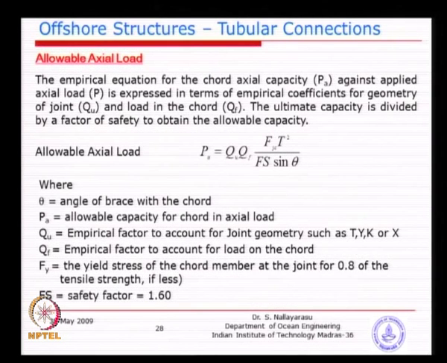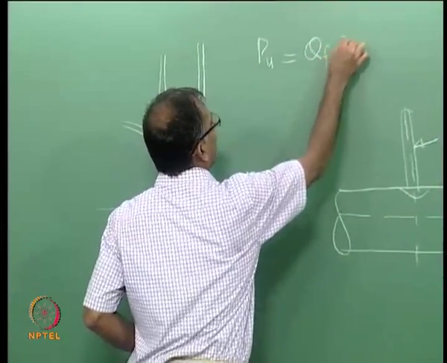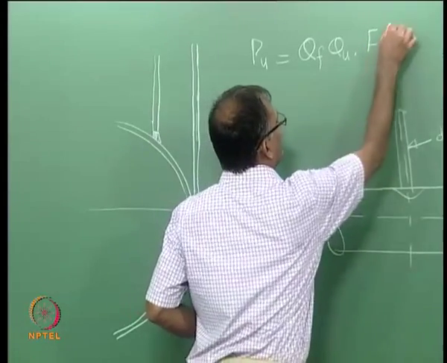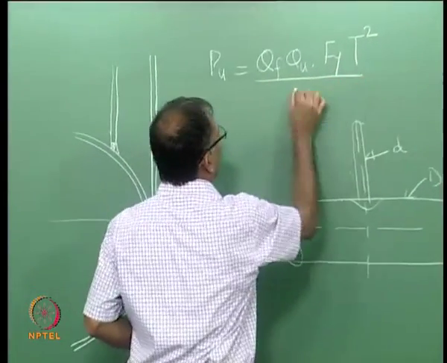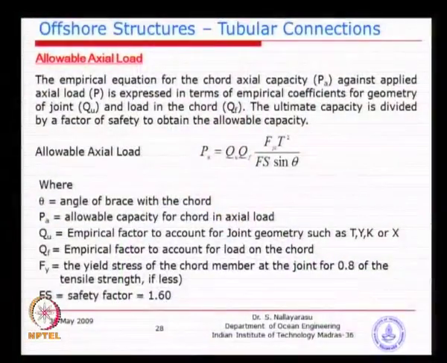Now, how we calculate the capacity is basically simple. So, we have a notation, you can see there, the allowable axial load that the chord can take prior to failure. So, basically P allowable is coming from P ultimate divided by factor of safety. So, basically P ultimate is calculated as Qf, Qu, and then basically Fy, the chord wall thickness squared divided by sin theta. Now, this is ultimate. So, that is why you see at the bottom we have a factor of safety defined.